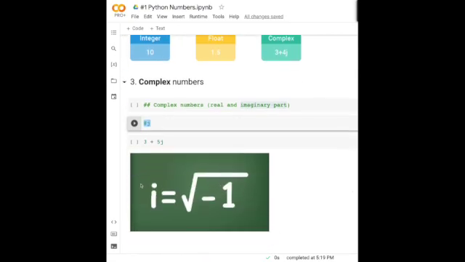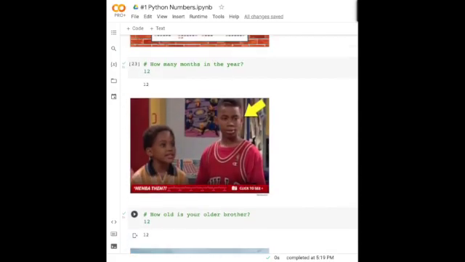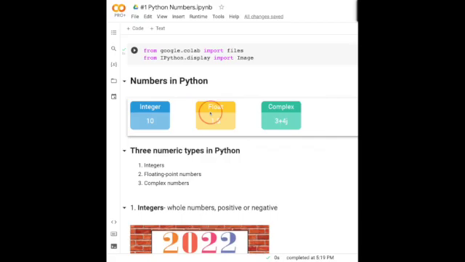So an imaginary number is any number that when squared gives a negative value. Those are numbers that are used for some type of calculations in engineering and in computer science. The main types that you will be using are the integers and the floats.